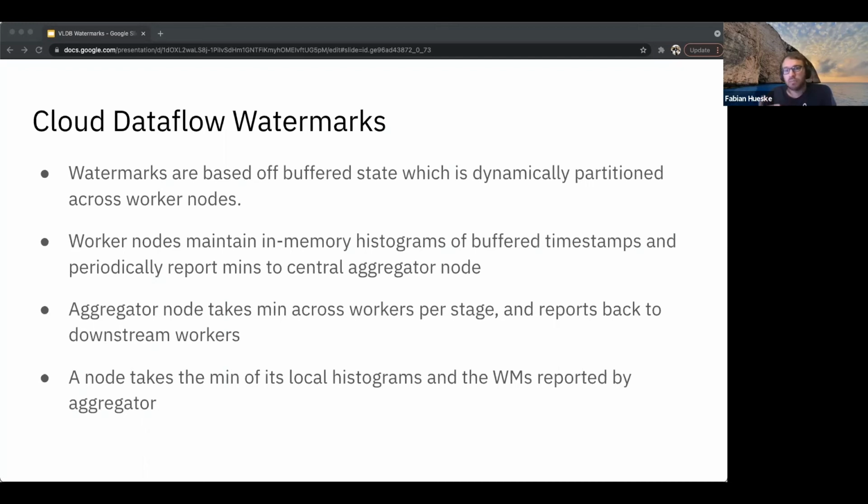Each worker node maintains an in-memory histogram of buffered timestamps, computes the minimum observed timestamp from that, and reports this to the aggregator node. The aggregator node collects all the reported watermarks of the parallel nodes for a certain operator, periodically aggregates these reports, and sends them out to all downstream tasks that receive input from the operator for which the watermark was aggregated. And then each node computes its own watermark as the minimum of its local watermark and the watermarks that it got from the aggregation service.